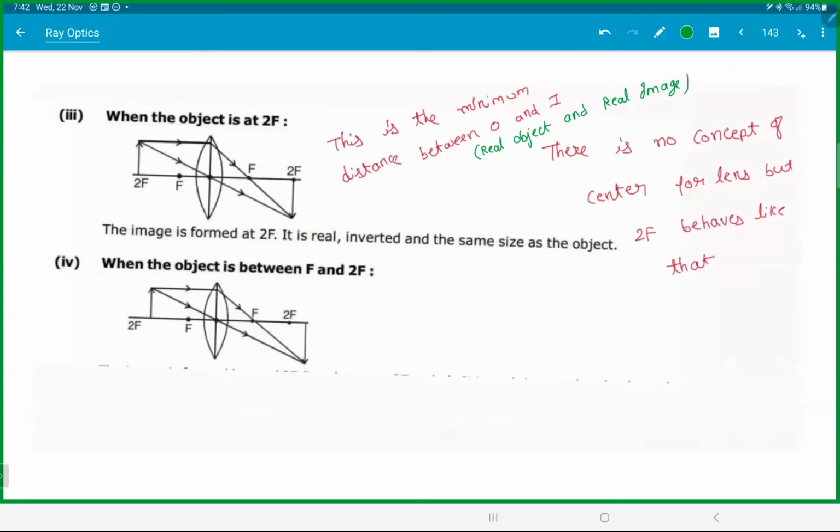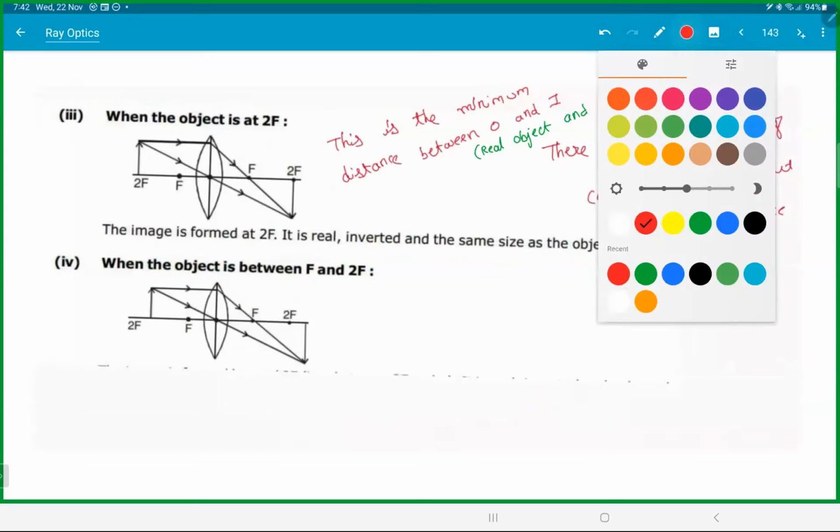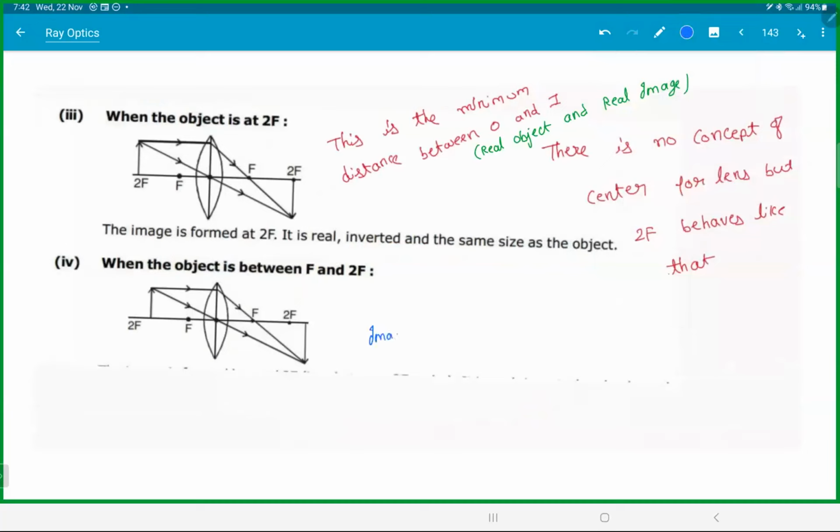If you are between f and 2f, then the image will be on this side here. So here the image will be beyond 2f, real, magnified, inverted. Please check these things. They look quite similar to the mirror case which we did.